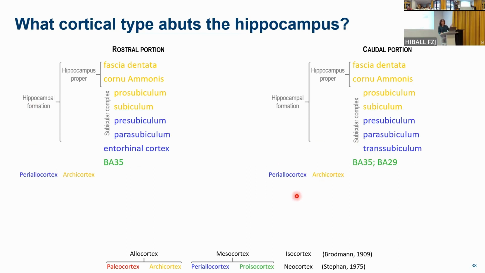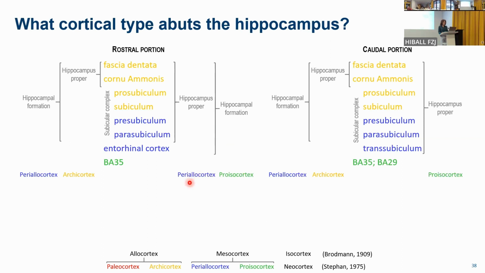If you don't take this conservative view, but you have the more inclusive view, then you would say that the hippocampus proper would abut periallocortex rostrally and pro-isocortex caudally, because you've included your subiculum here. I'm almost finished.